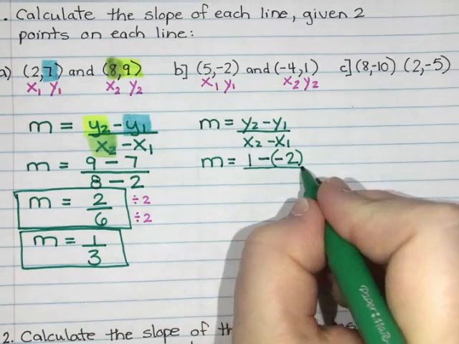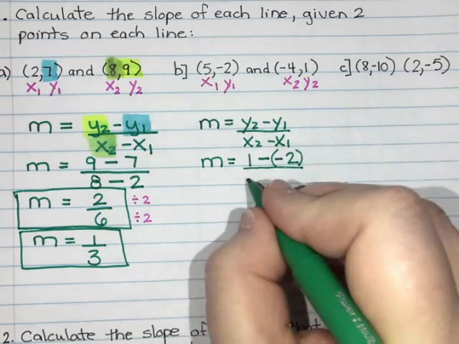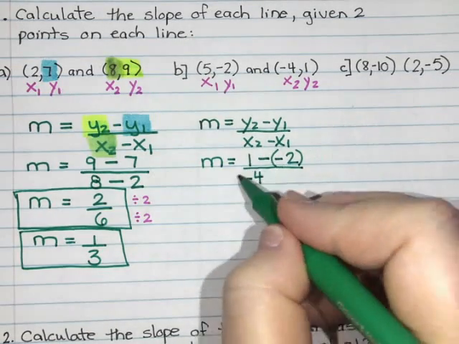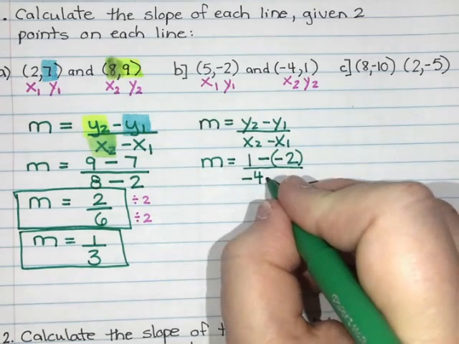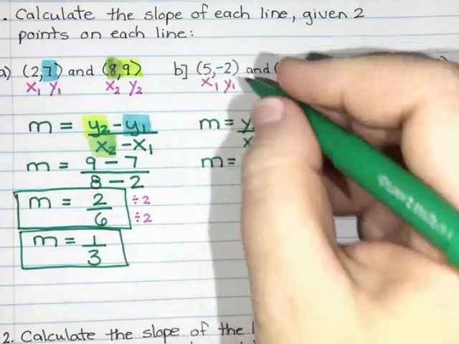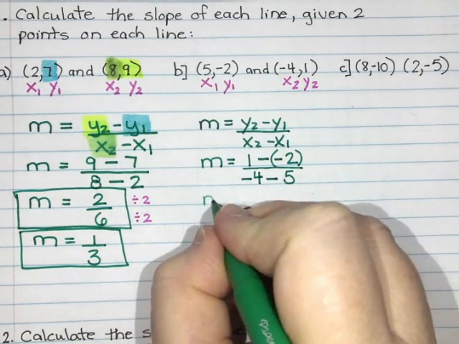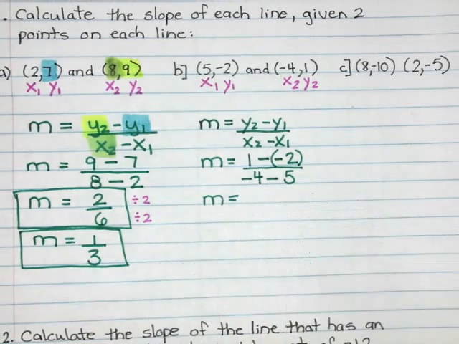In the denominator, I have -4. If you want to put that in a bracket, you can, but there's nothing in front of it, so I don't really feel the need to. And then minus x1, which is 5. So if you need some help with your integers, please use your calculator.